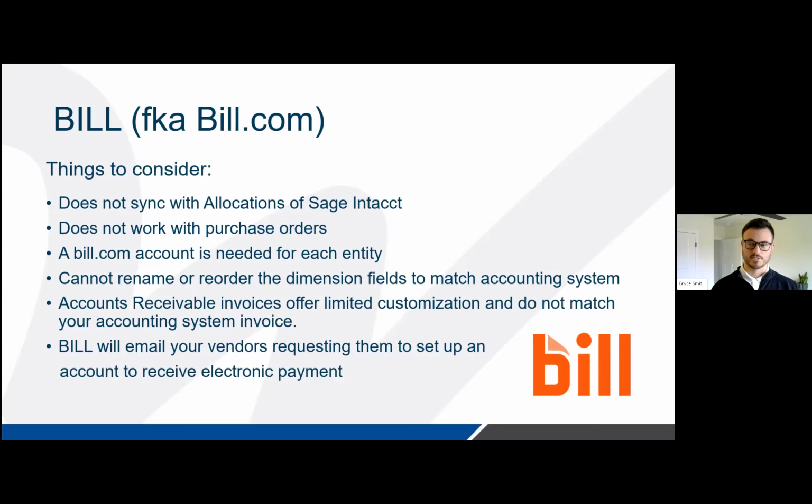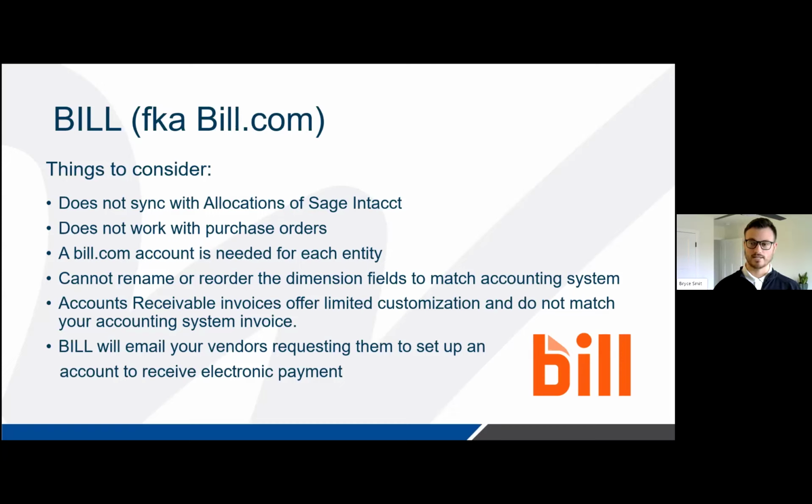Bill.com does not have a purchasing process. So if you have a formal purchasing process, like with our clients that do, that all runs through Sage Intacct. And then once it reaches the bill state, it will sync into Bill.com for payment and it will reference the purchase order number. But the whole process will not happen within Bill.com.